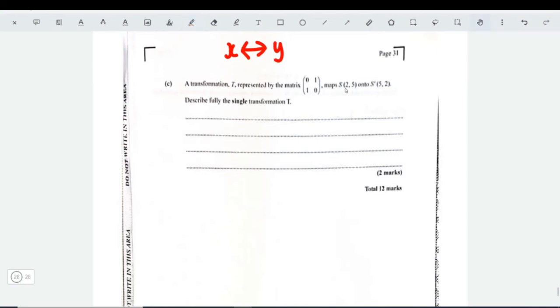So if we're exchanging the X and the Y, then this is clearly a reflection in the line Y equal to X. This is a reflection in the line Y equal to X. Once you see that you're exchanging the X and Y, that's all we're doing. This is just a reflection in the line Y equals X, because the 2 becomes a 5 over there. That's it.